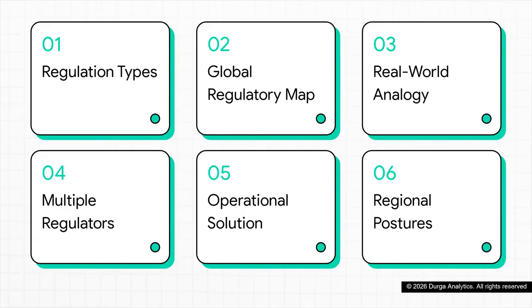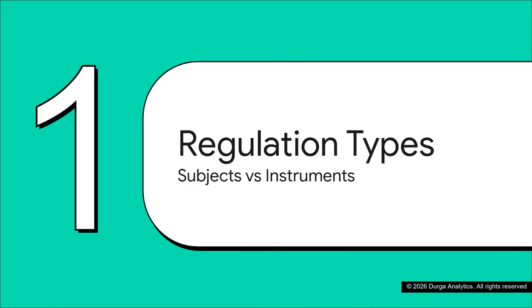Okay, here's our roadmap for this chapter. We're going to break down regulation types, map them globally, use a really practical, real-world analogy, look at how overlapping rules target one dataset, build an operational solution, and finally, do a regional posture comparison. All right, starting off with Section 1, Regulation Types, Subjects versus Instrument Types.